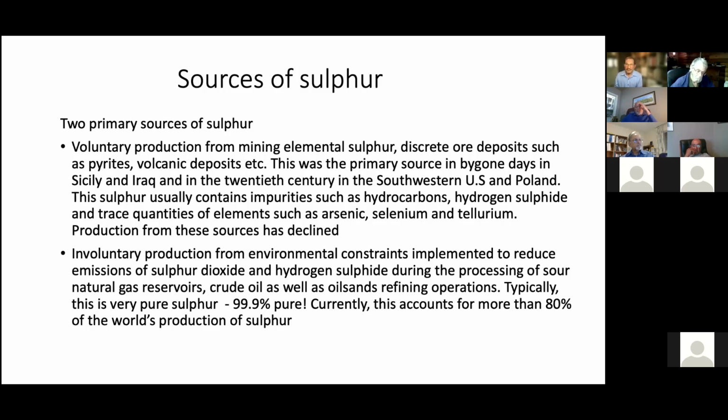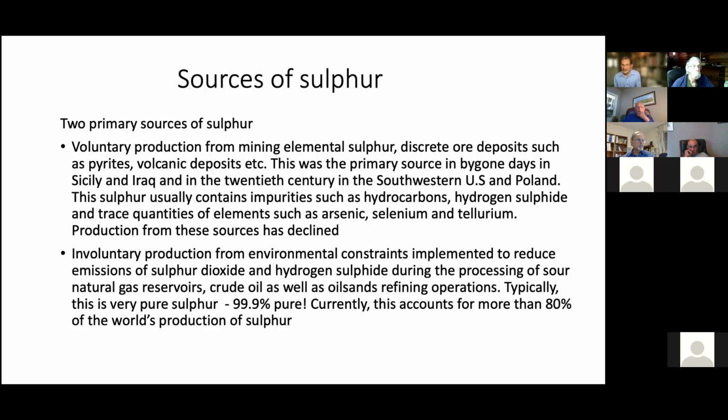But in reality now, with most of the sulfur coming from natural gas, none of those are there. The main production these days is actually involuntary production from environmental constraints. When you process natural gas, you have to remove the H2S content to convert it to sales gas. In removing the H2S, typically by scrubbing with amine solutions, you then concentrate the H2S and convert it to sulfur by what is known as the Claus process. The sulfur that comes out of this process is very, very pure, 99.9%. And this is now the largest production of sulfur in the world.